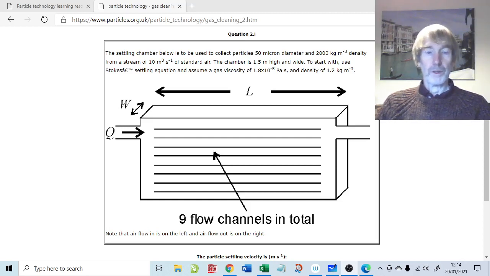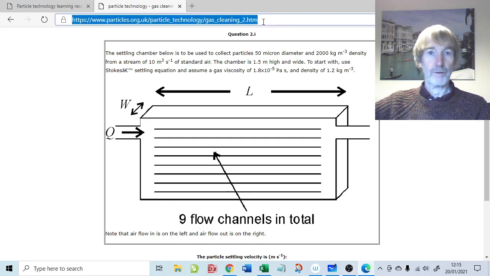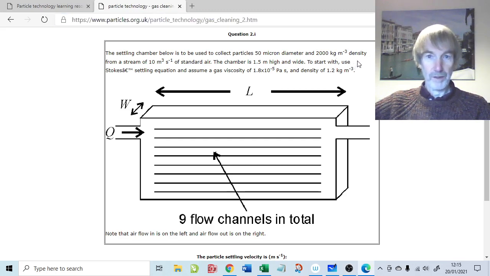Well, welcome to question 2 from chapter 14, which is gas cleaning in Fundamentals of Particle Technology. Again, I'm going to use the interactive question as a means of structuring the solution, the interactive question being here on the website. Let me explain what's going on in this particular situation.